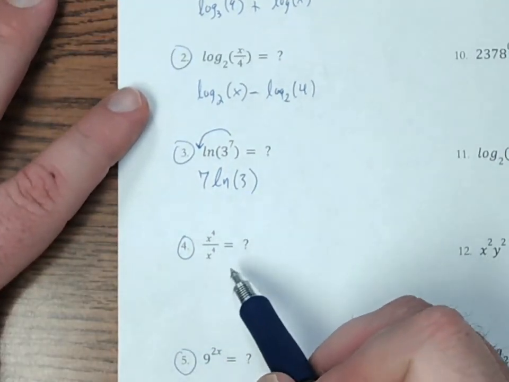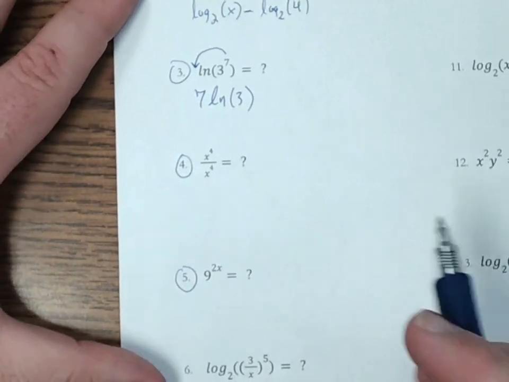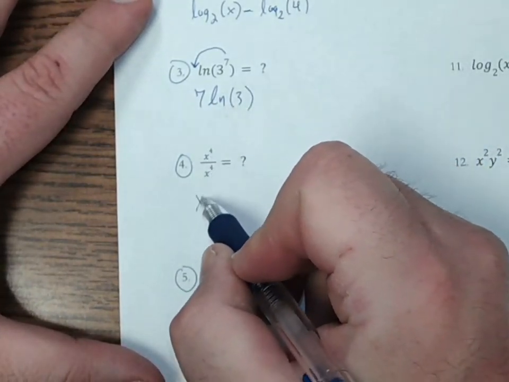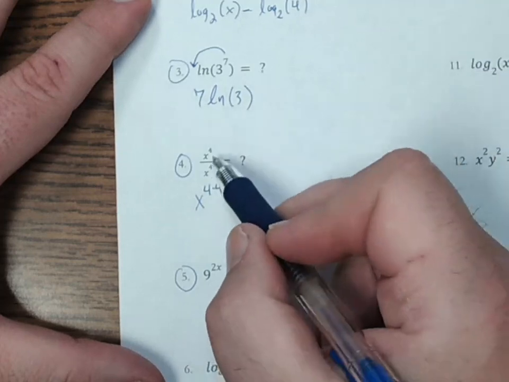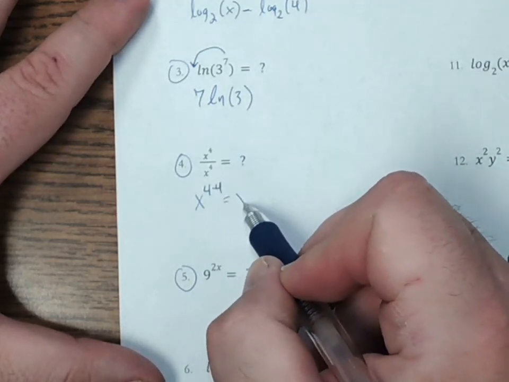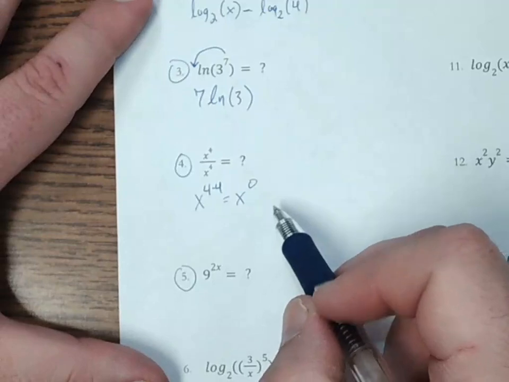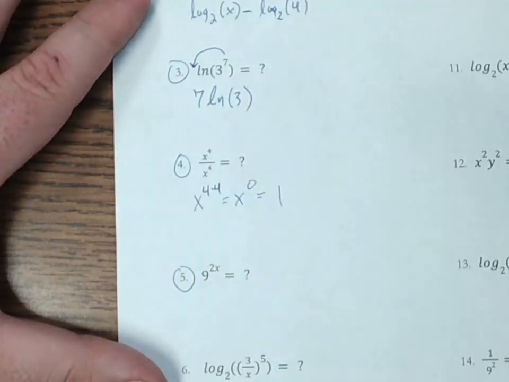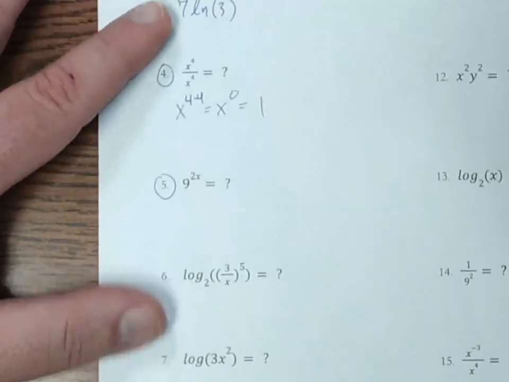I like this one because it's going to use 2. Oh, this is going to be awesome. x to the 4th over x to the 4th, right? Well, we would write that as x to the 4 minus 4, right? We have an exponent law that says you can subtract these, but look what 4 minus 4 is. It's 0, and we have another law that says anything to the 0 power is 1. That worked out beautifully. I love it.